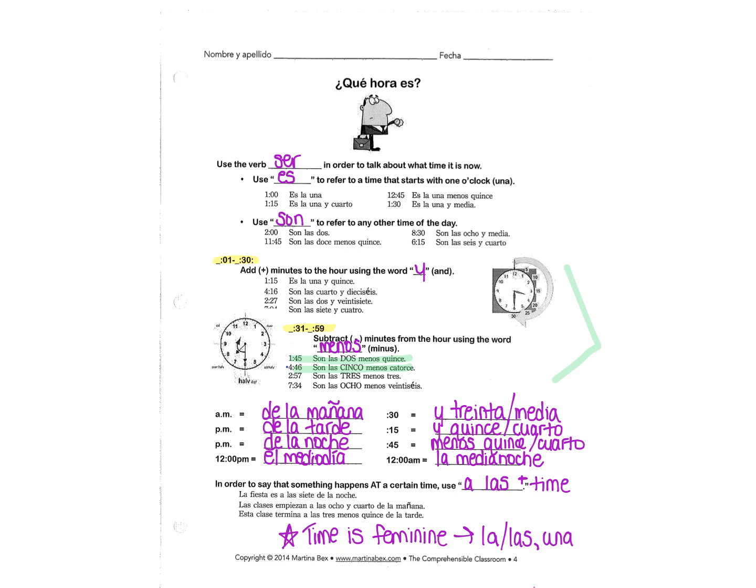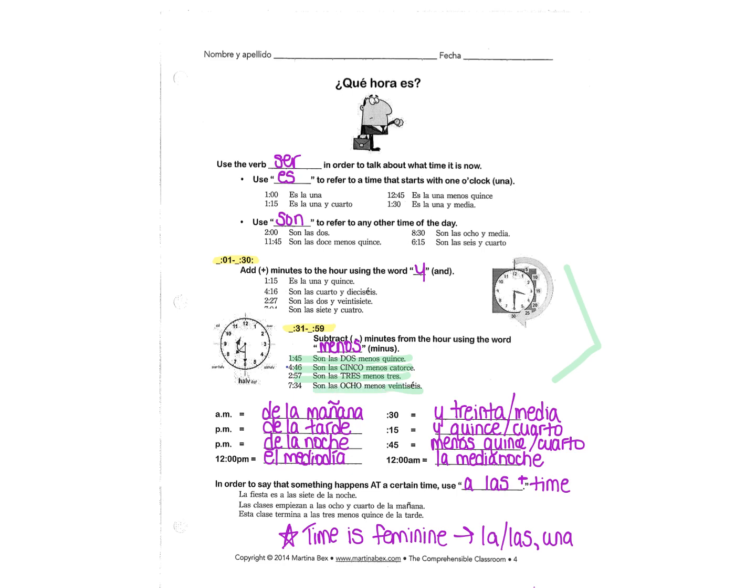2:57. Okay, 3 is the next hour. How many minutes is it going to take to get to 3? Son las 3 menos 3. 3 minutes. All right, and the last one, 7:34. Son las 8 menos 26. 8 o'clock is the next hour. It's going to take us 26 minutes to get to that hour. So we're going to subtract 26 from 8.